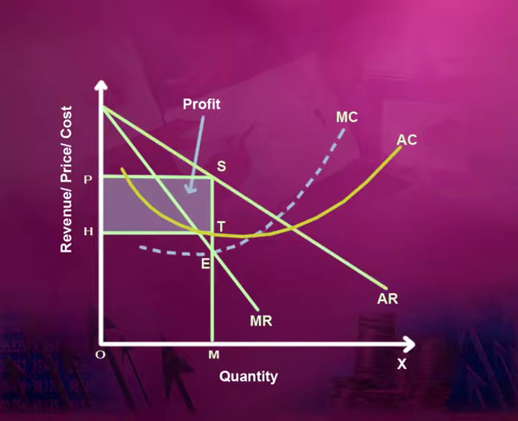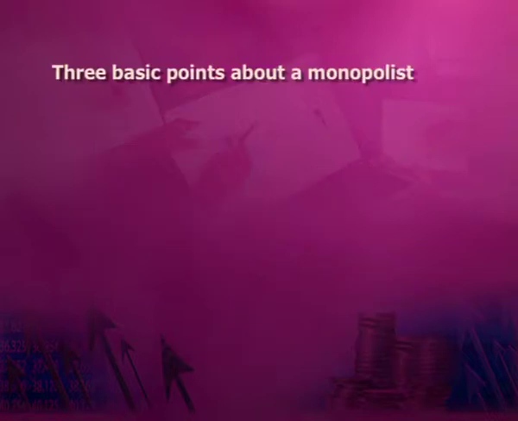As we can see in this diagram, from the AR curve, equilibrium output OM can be sold at price OP. Further, it is observed that at OM equilibrium point of output, average cost of production is equal to MT. Here profit per unit is TS. Thus, TS multiplied by OM, which is area HTSP, gives the total economic profit made by a monopolist.